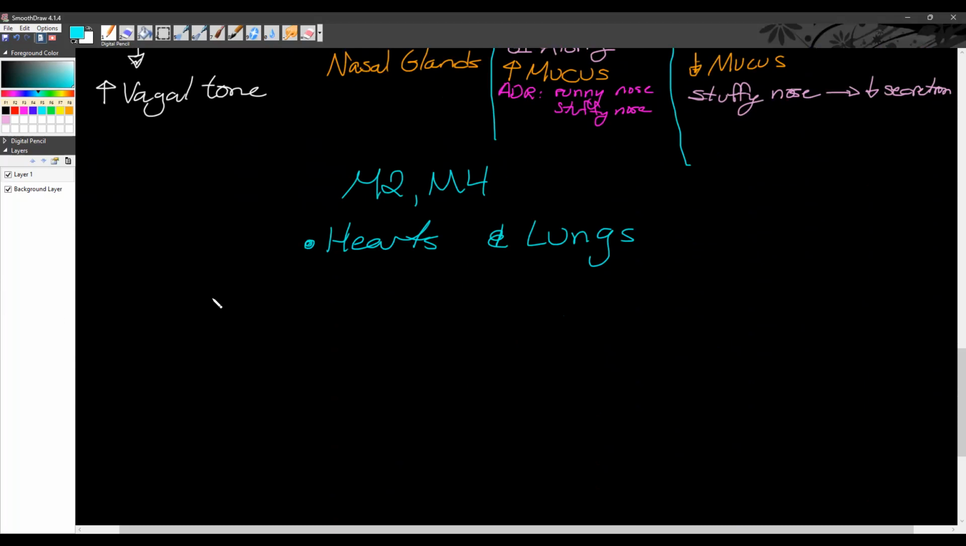Remember that M2 and M4 are GI-linked GPCRs, which means that we're going to be decreasing the amount of cAMP being produced.